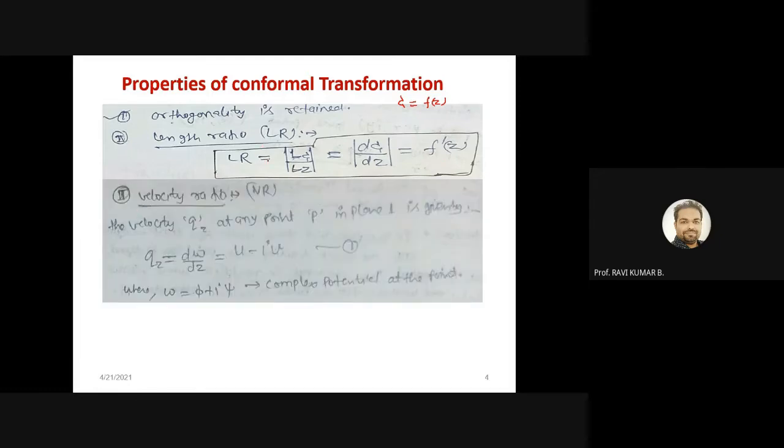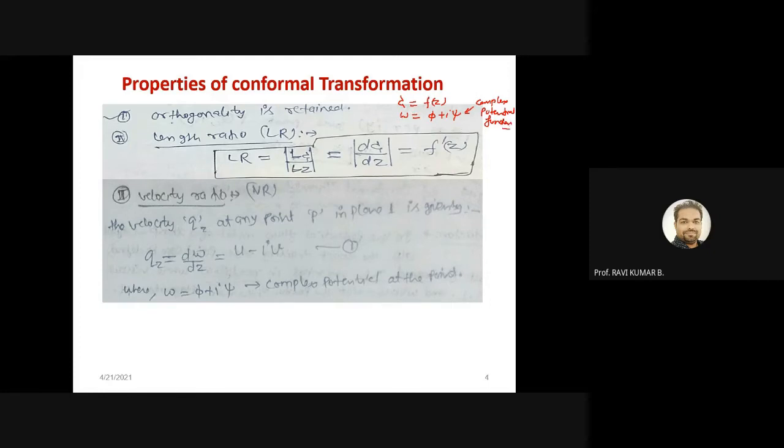Like we define the length ratio as length in zeta plane divided by length in z plane, velocity ratio can also be defined as velocity in zeta plane divided by the velocity in z plane. All right, so velocity at z plane at any point is given by dw by dz. Now what is w? w is nothing but phi plus i psi. This is known as complex potential function. Let's note it down.